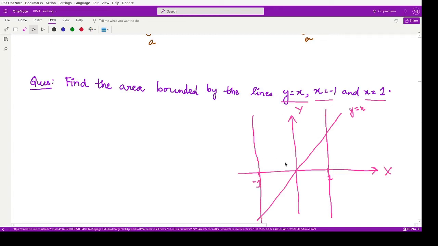So what would be the region bounded by all these three lines? It would be this region. This is the line, right? And this is one line. So what is the region in between them? It is this region. And what is the region between this line and this line? It is this region. So we are to calculate the area of this particular region.